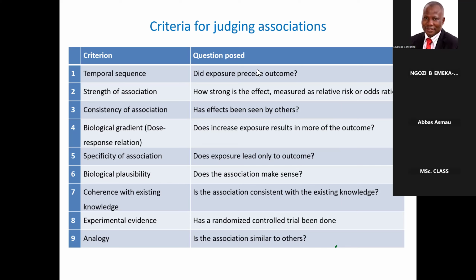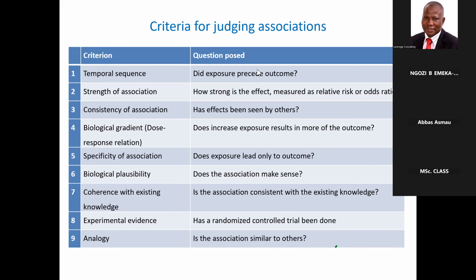Temporal sequence means: did the exposure precede the outcome? If you say obesity is a risk factor for hypertension, do you prove that the person was obese before he developed hypertension? Or you just said it? Because if you just go to the people, measure their blood pressure and their body mass index, and say these are hypertensive, these are not, these are obese, these are not, and then conclude that the obese people are more likely to have hypertension, it doesn't make any sense. In that type of study, a cross-sectional study, you cannot establish temporal sequence.